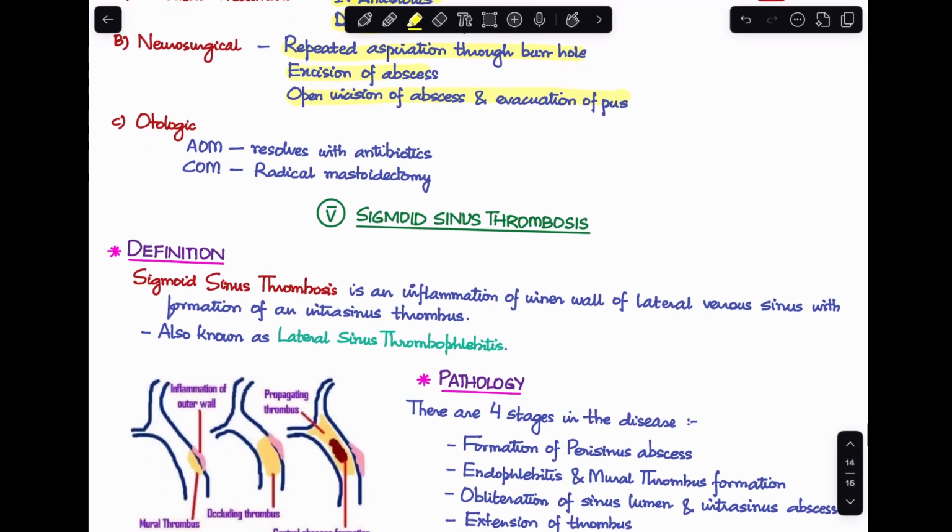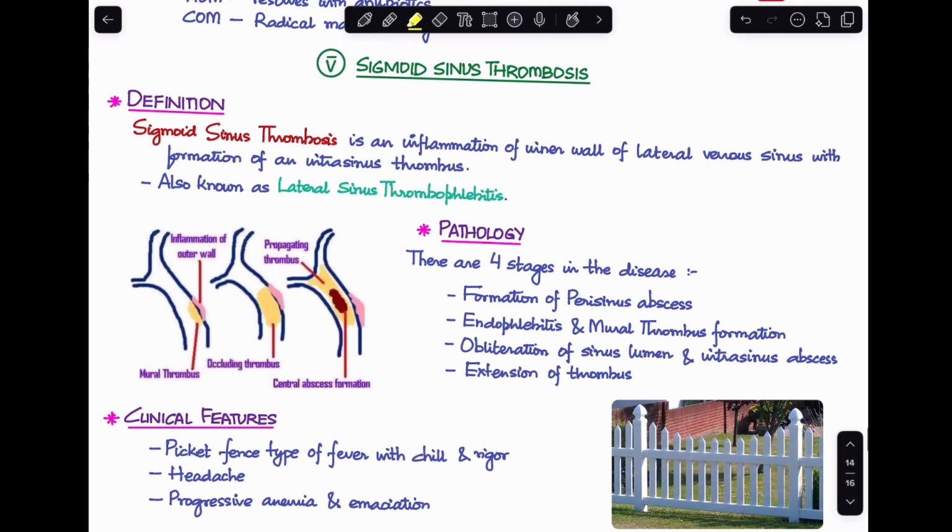Next, let's move on to sigmoid sinus thrombosis. Again, I've made a separate video on sigmoid sinus thrombosis where I discuss in much more detail what are the features that you see and what is the pathology involved over here, but we'll go through it shortly in this video as well.